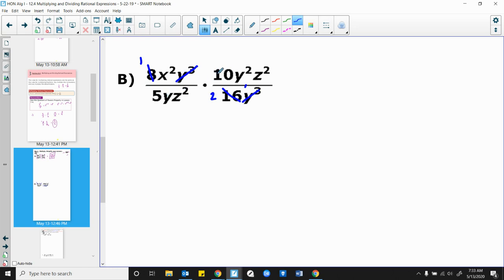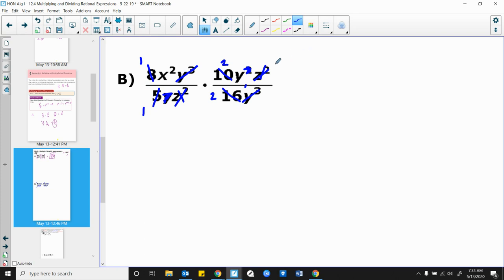We could do this the other way too. 5. How many times does 5 go into 5? Well, it goes in once. How many times does 5 go into 10? Well, it goes in twice. Okay? So we've got that. Now, these y's here, this y is going to cancel. And the exponent on this y is going to be canceled, and we're left with just y. And then these z's are also going to cancel each other out.